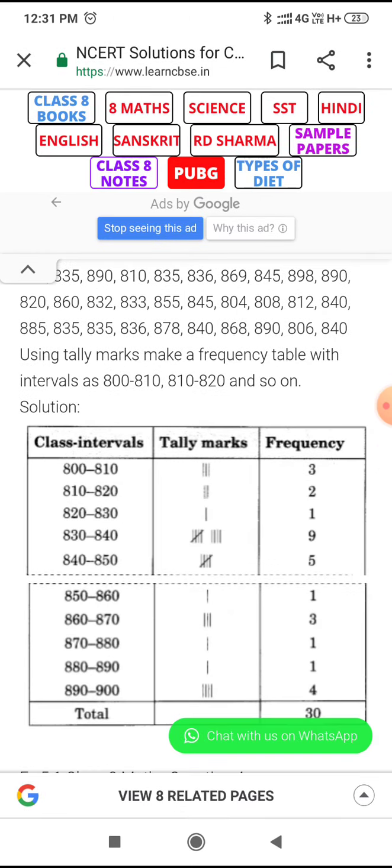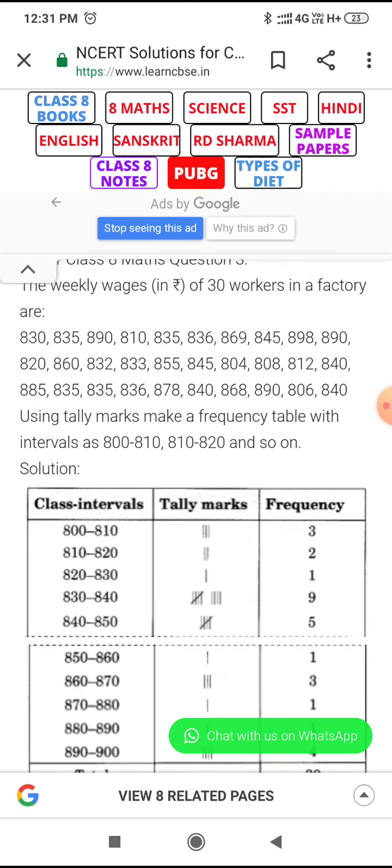Then we count how many observations fall in the range 800 to 810. 800 to 810 means we take values 800, 801, 802, 803, 804, 805, 806, 807 and 809. But we cannot take the value 810. We take the value 810 in our next class.